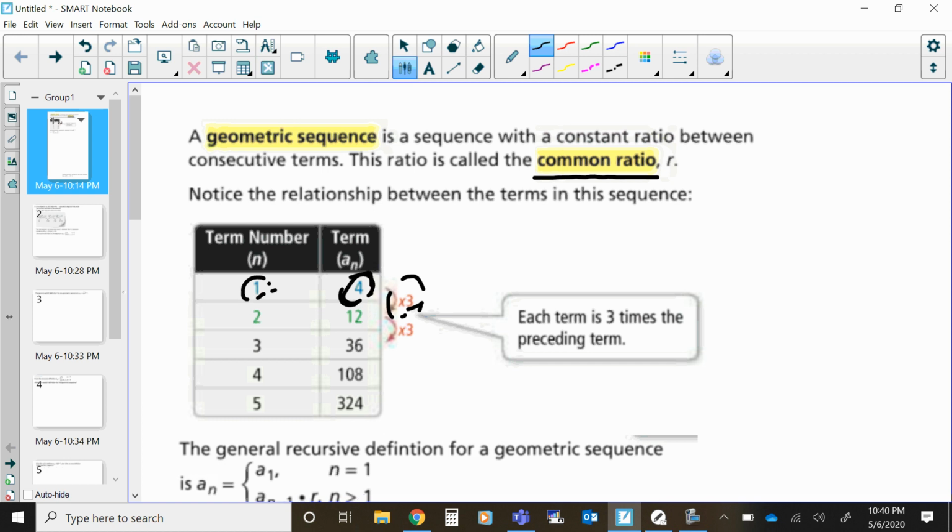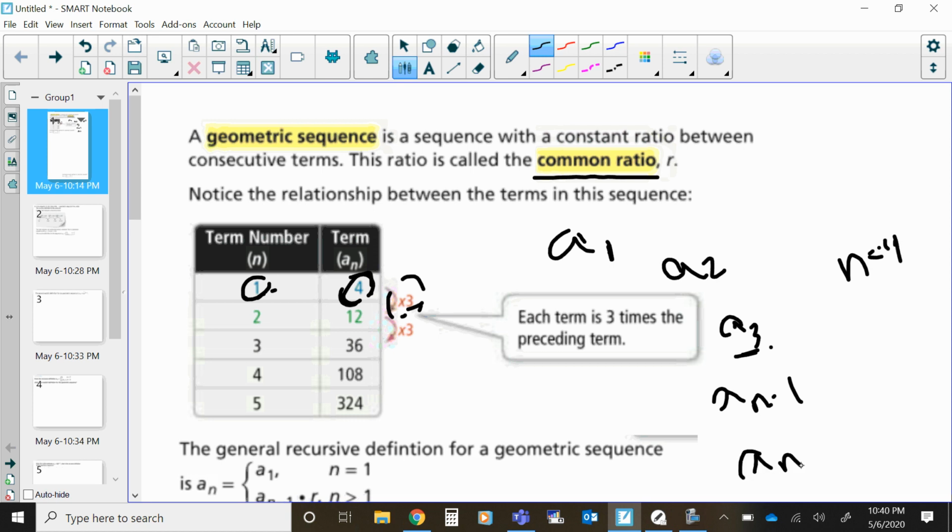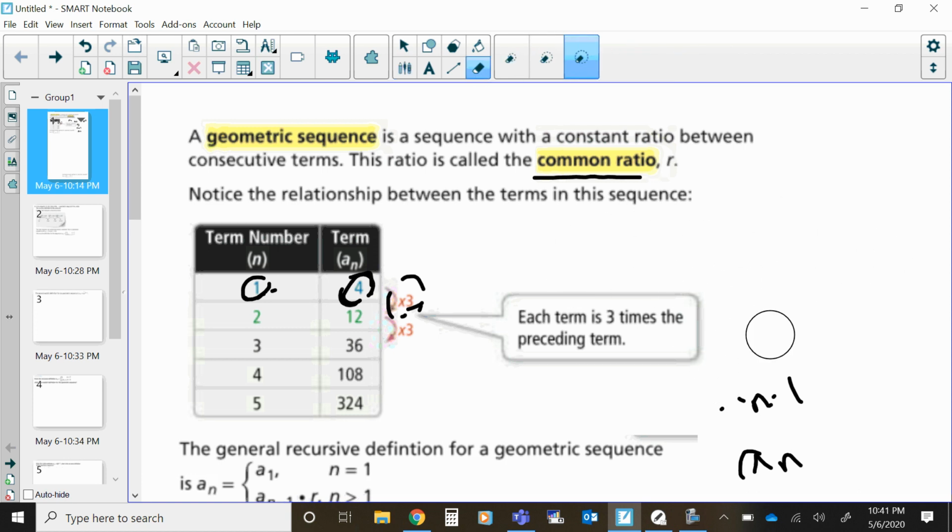We would call this A1. If you remember, that was just a subscript. A1 means the first number in the sequence. A2 would be the second. A3 would be the third. A n minus 1 would be the term in front of whichever one you're talking about. If I was talking about the fourth term, then the term in front of it would be A3 if n equaled 4 in the example. An is the term I am talking about at this time. So those are going to be things that we're going to use throughout this section.